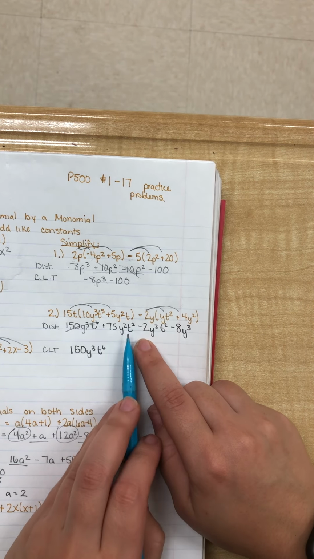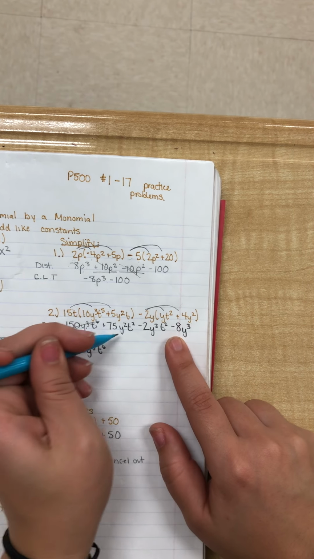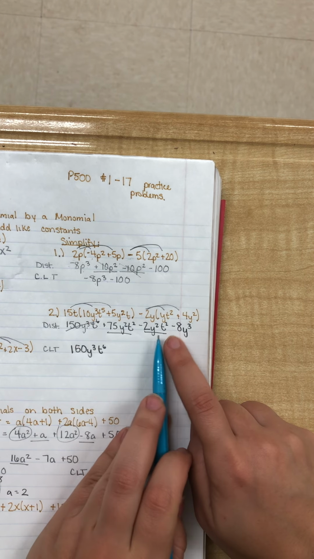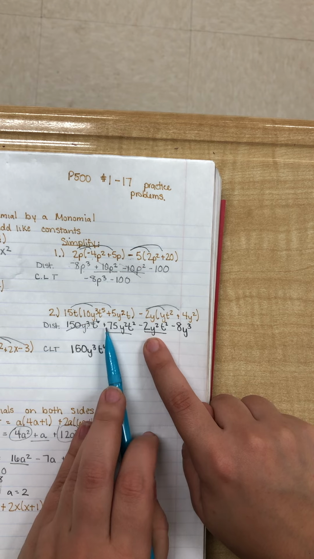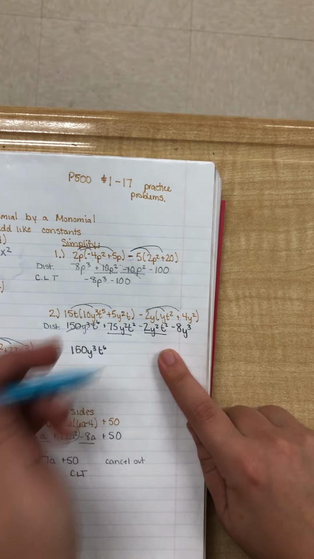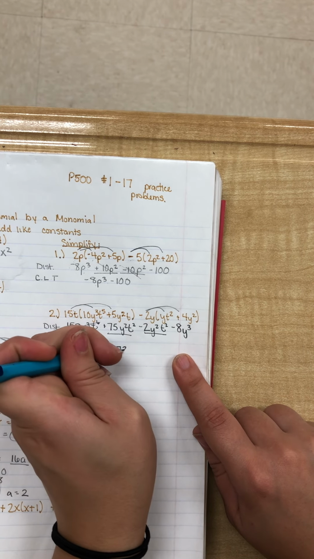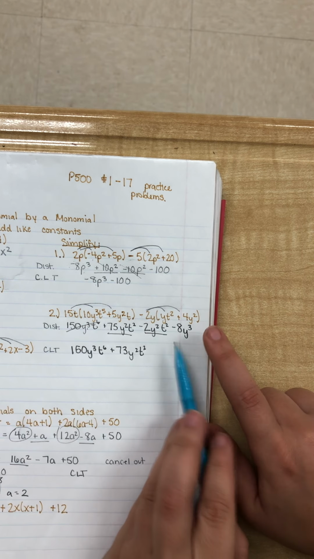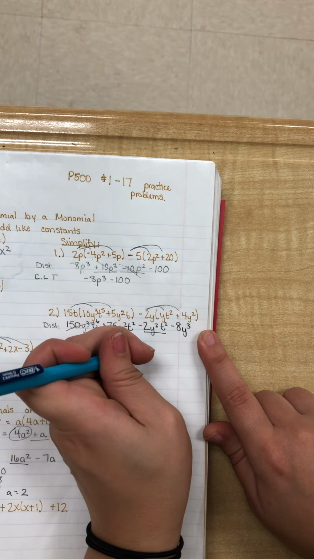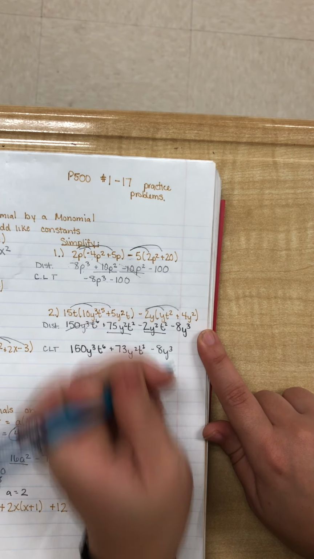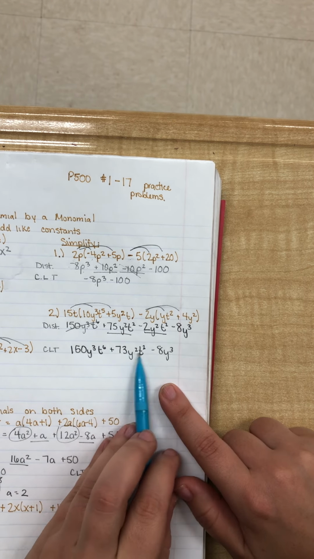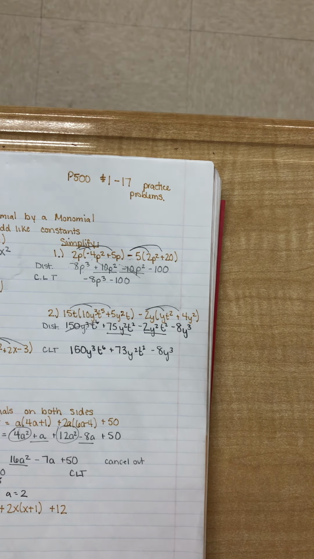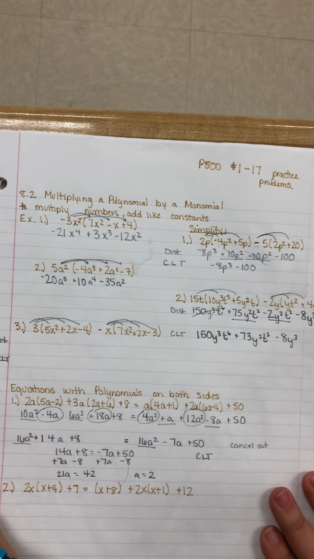So then y squared t squared. Oh, look, this one also has y squared t squared. So the variables are the same, so we add the numbers. So 75 minus 2 is 73, and then keep the y squared t squared. And then we have this negative 8y cubed that has nothing in like, and then double check that we have nothing in like, and then that's your answer.